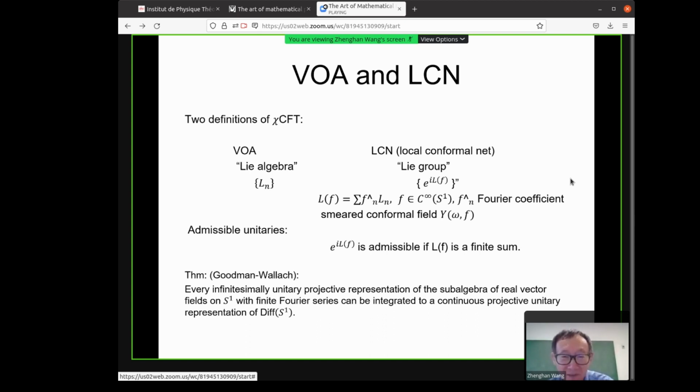So if you think of these two approaches to chiral conformal field theories, they definitely should be equivalent, although we don't know for sure. But at least for minimal models, there's a mathematical theorem that they are the same. So I want to think of the local conformal net definition of chiral conformal field theory as the Lie group version, and the vertex operator algebra definition as the Lie algebra. So both definitions have pros and cons.